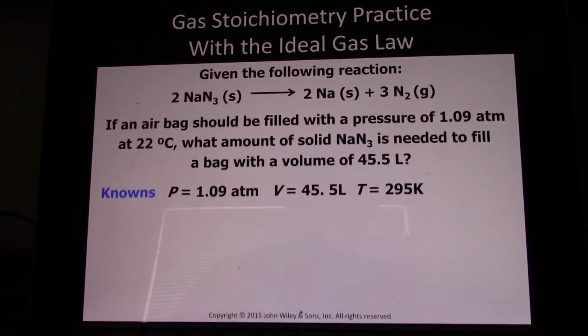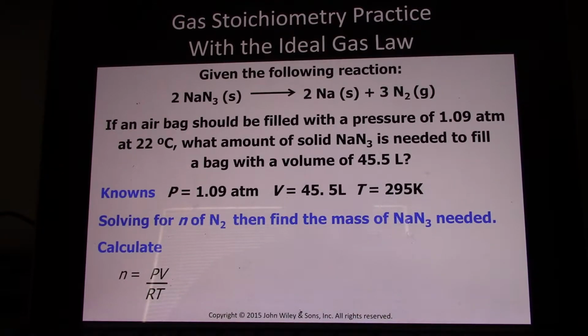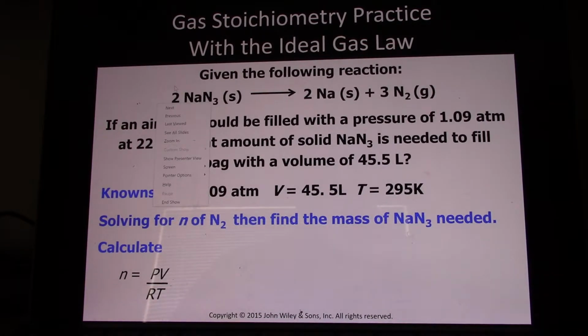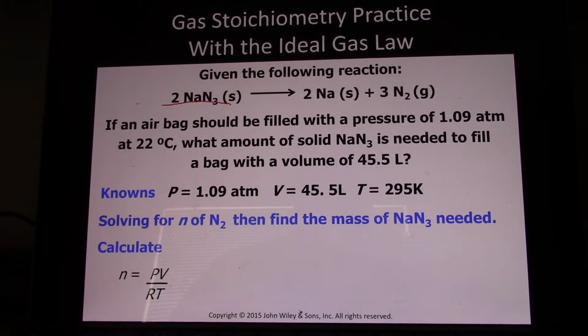Well, let's do some ideal gas law. The final answer will be grams of sodium azide. And so what we first need to figure out is moles of nitrogen. Because if we have moles of nitrogen, then we can do stoichiometry to get moles of sodium azide and convert that into grams of sodium azide. So I need to solve for the moles of nitrogen. And the ideal gas law is PV equals nRT. And I'm solving for n.